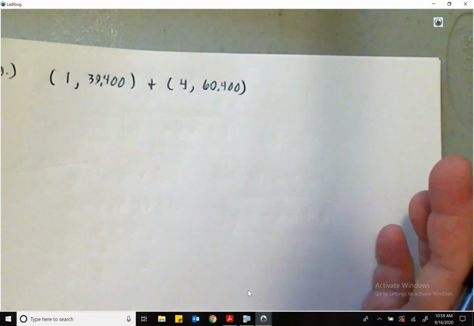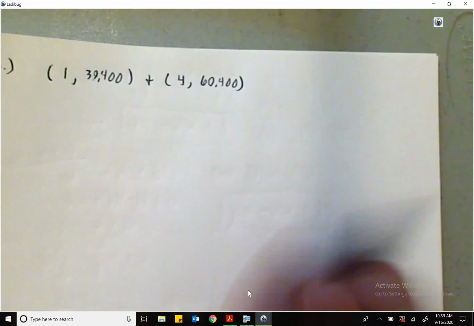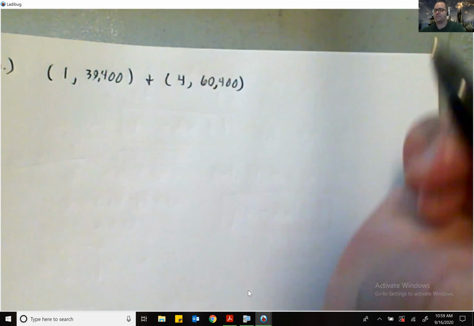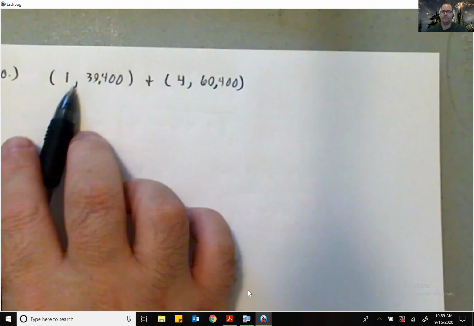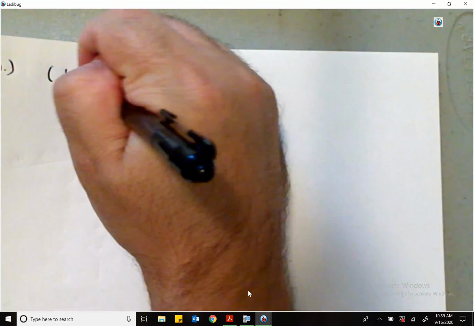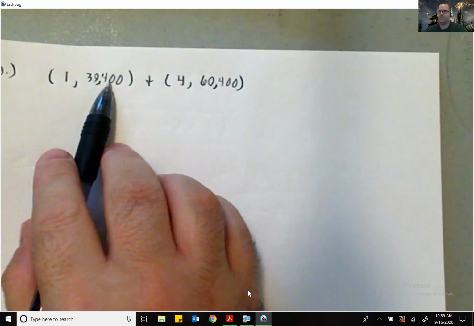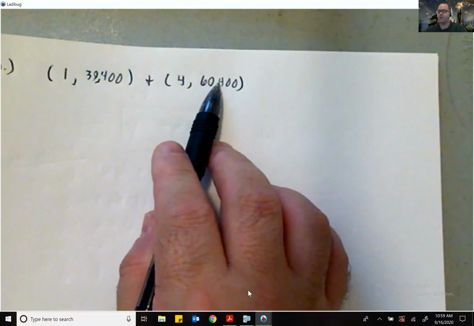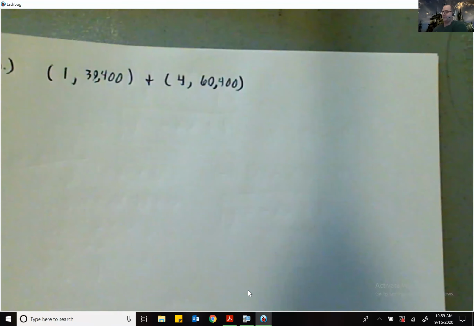Is the point 60.400? No, it's a comma. Go ahead. Comma. I'm just trying not to make it as big as this one. This is 39,400 and 60,400. Okay. So all we have to do now is write the equation.